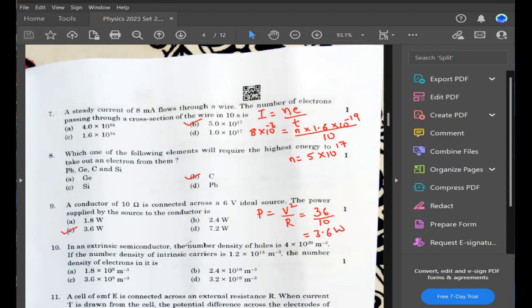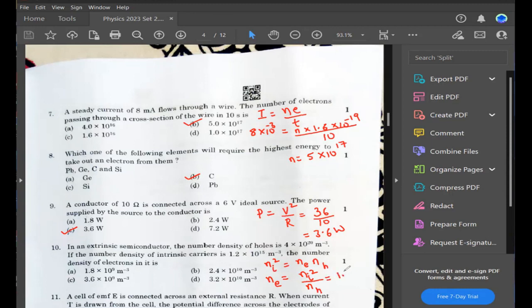Next is, in an extrinsic semiconductor, the number density of the holes is given, the number density of the intrinsic charge carriers is given. And here you have to find out the number density of electrons. We know that Ni square is equal to Ne into Nh. So the number density of the electrons will be equal to the number density of the intrinsic charge carrier squared upon the number density of the holes.